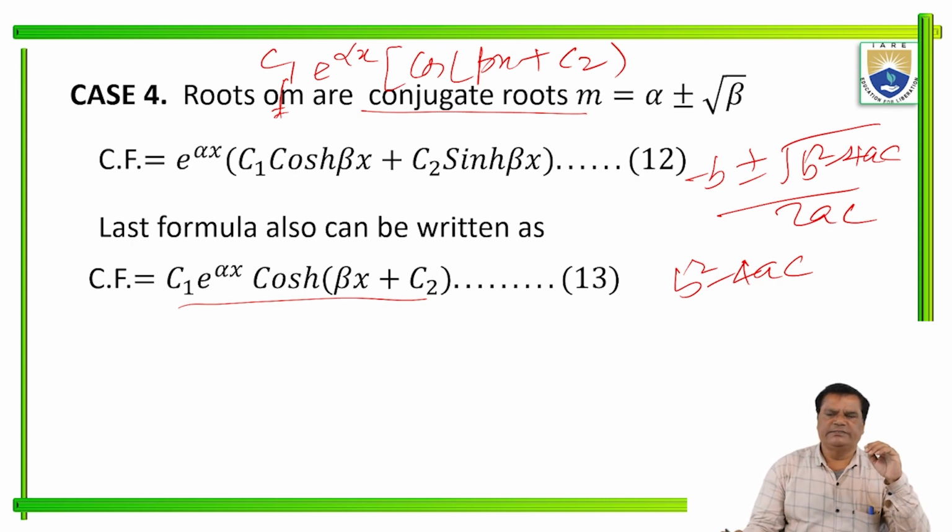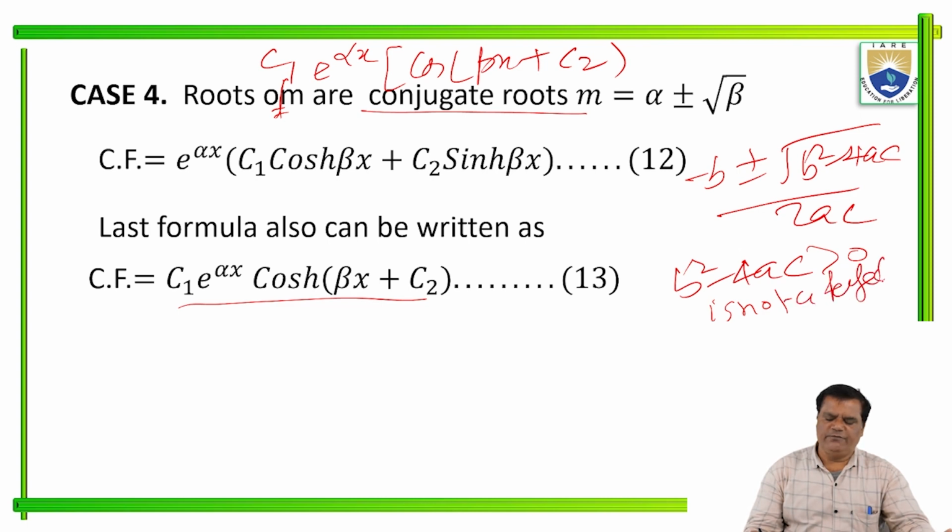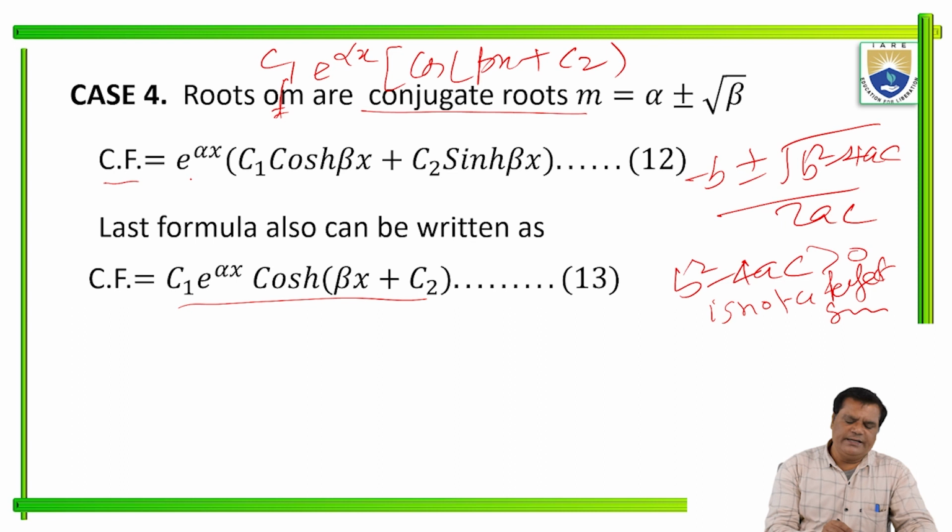Then we find some number in the roots, positive, greater than 0. b square minus 4ac is greater than 0 and is not a perfect square. Then we get conjugate roots of the auxiliary equation: alpha plus minus root beta. Then the complementary function I am writing here is e to the power alpha x, C1 cos hyperbolic.